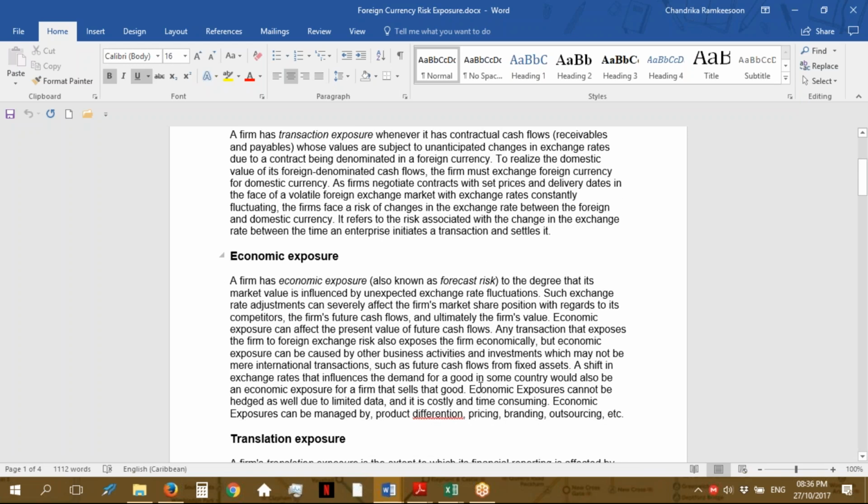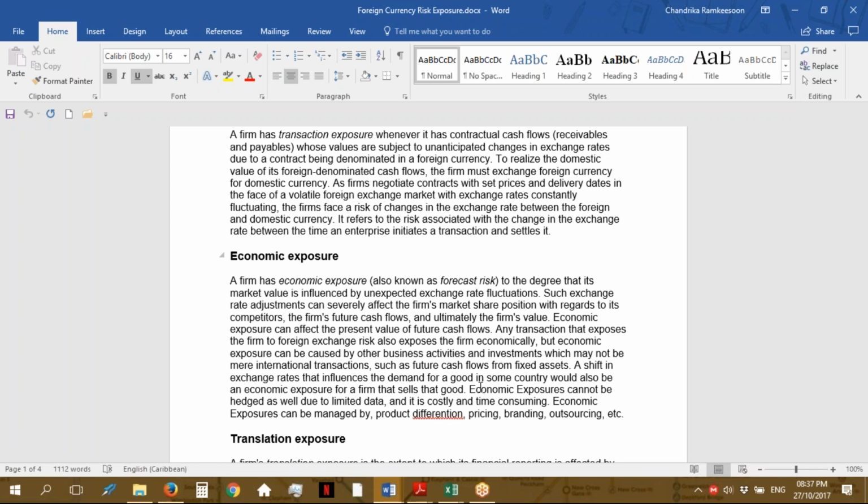Economic risk, and by the way, you're expected to know the meaning of these terms. A firm has economic exposure, also known as forecast risk, to the degree that its market value is influenced by unexpected exchange rate fluctuations. Such exchange rate adjustments can severely affect the firm's market share position with regards to its competitors, the firm's future cash flows, and ultimately the firm's value.